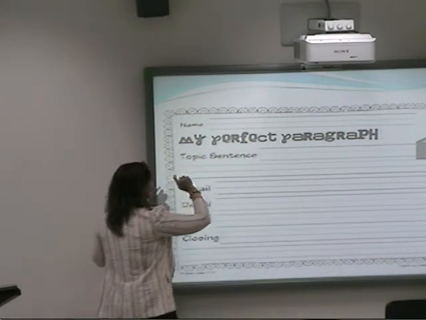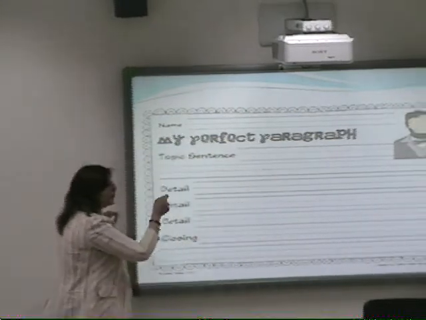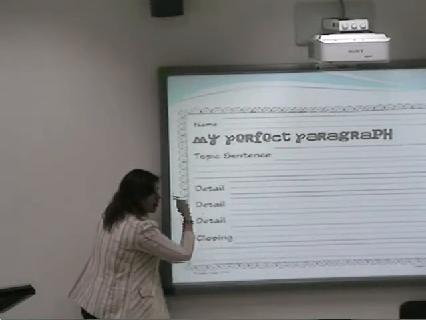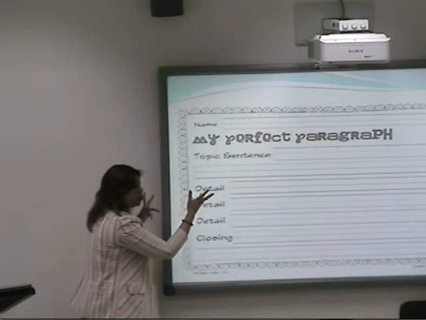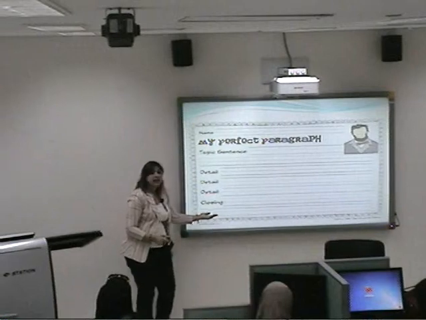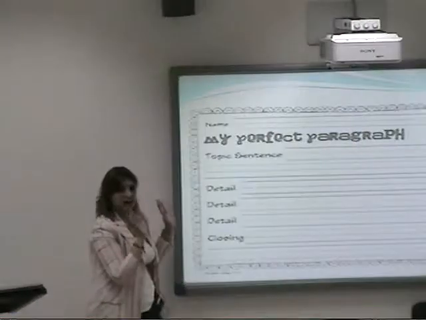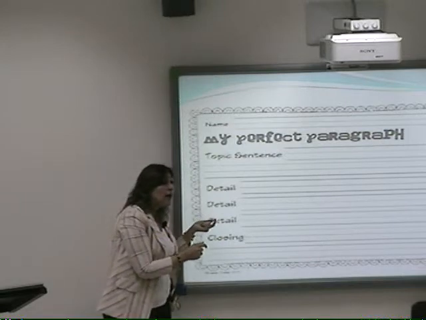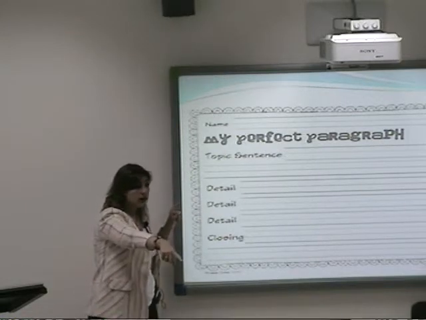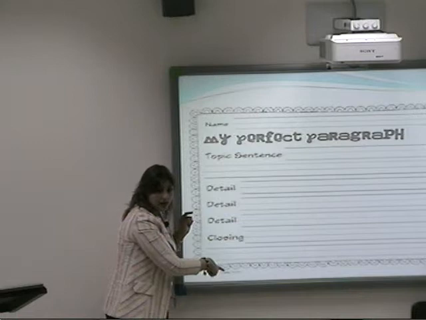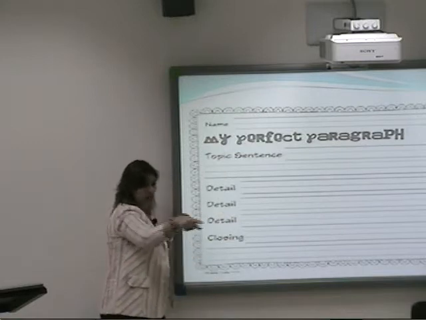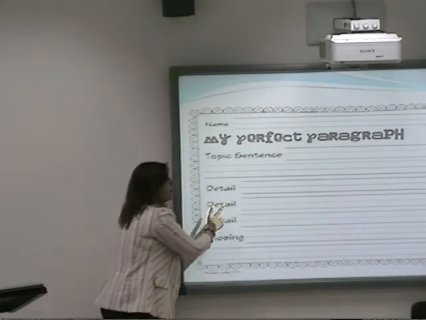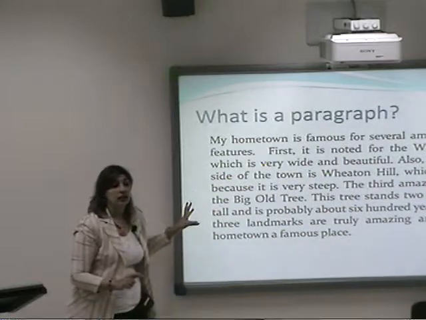So you're going to write the topic sentence, and then you're going to write at least 2 or 3 details, and finally, a closing sentence. This is how to outline a paragraph. So let's read another paragraph now, and I want you on a separate paper to outline it like this. Read this paragraph and outline it.